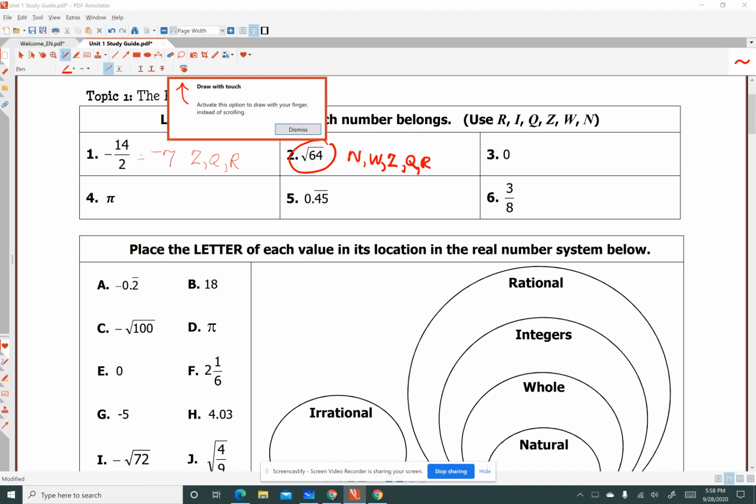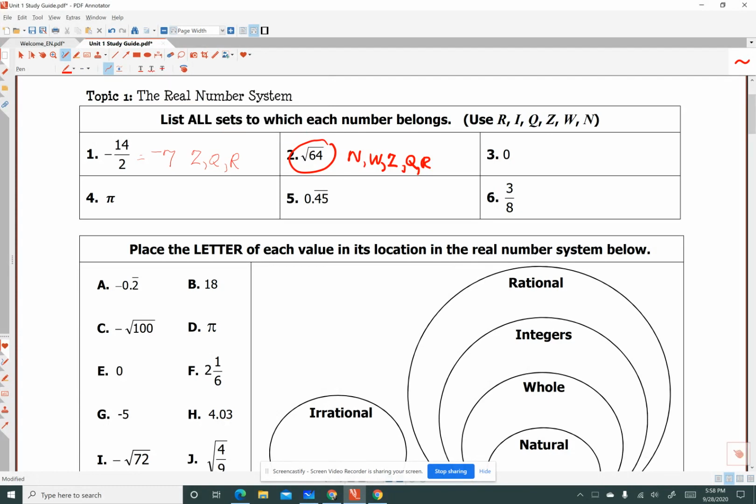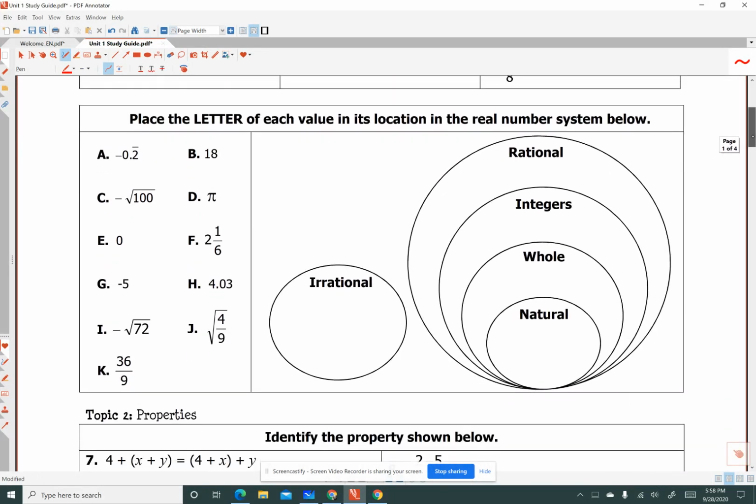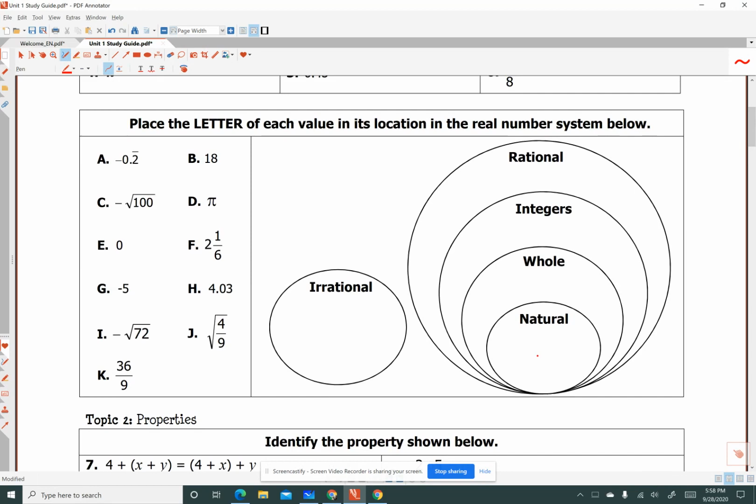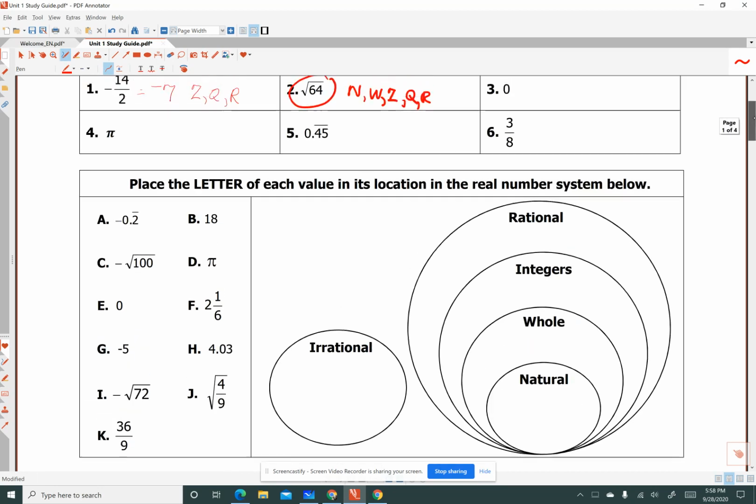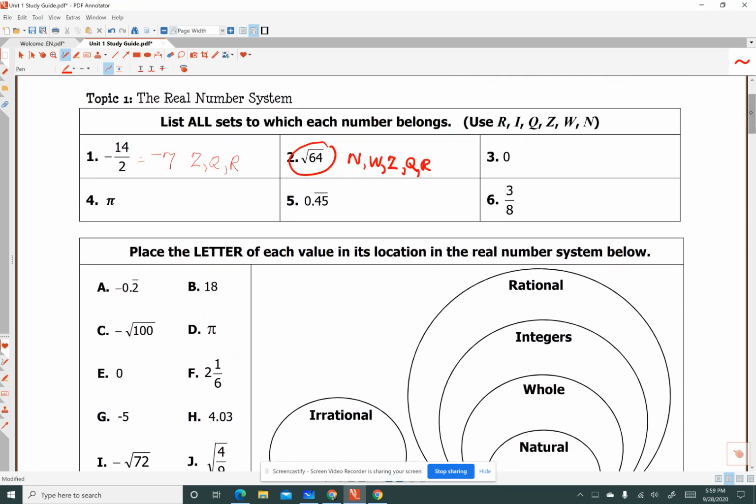If we look at this chart, let me bring this up for you. Okay, if it's a natural number, it's automatically a whole number, an integer, and a rational number. If it's a whole number, it's automatically an integer and a rational number. If it's an integer, it's automatically a rational number. So that's what we want to remember.